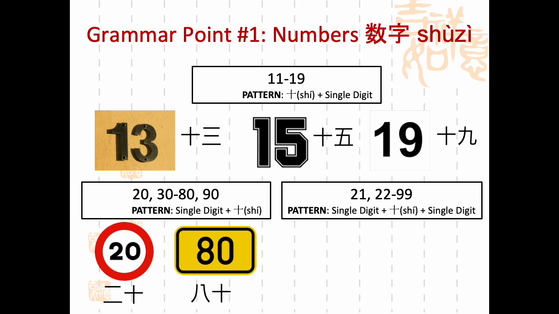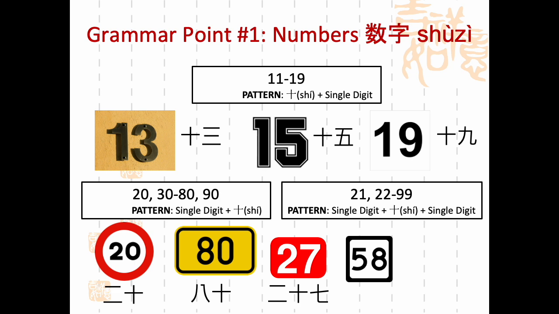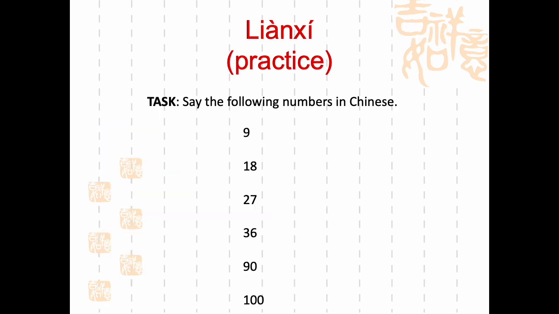So 27, 中文怎么说？27. 58, 中文怎么说？58. And how about 99? 99. Let's practice. Take a few seconds here to see if you can say the following numbers in Chinese.